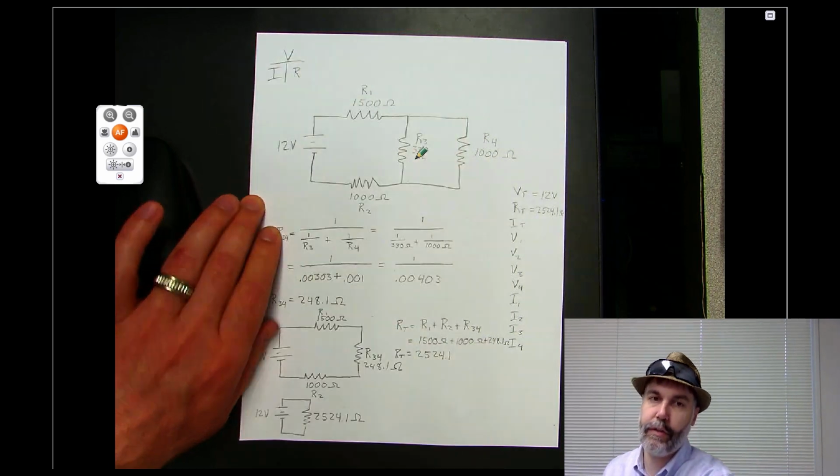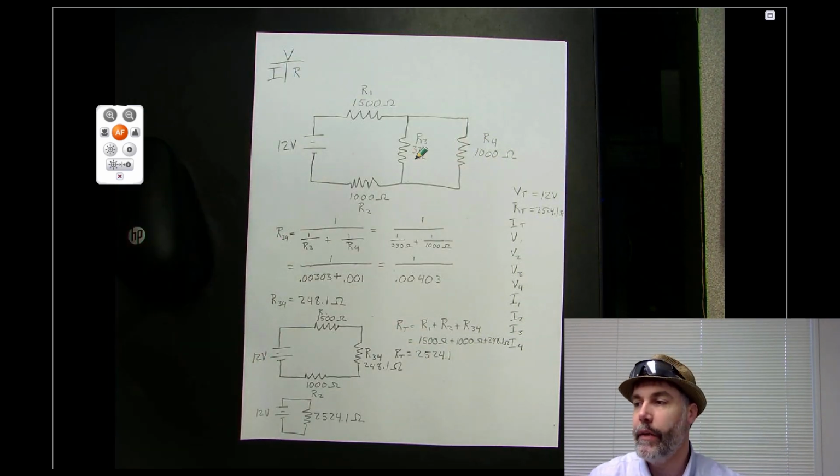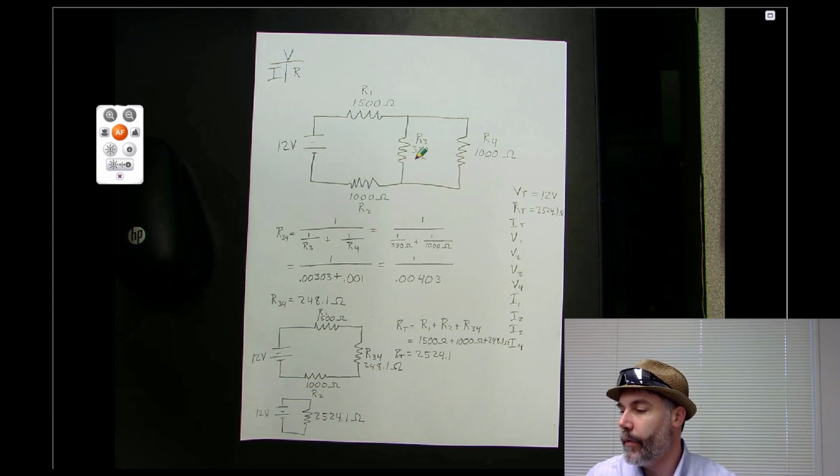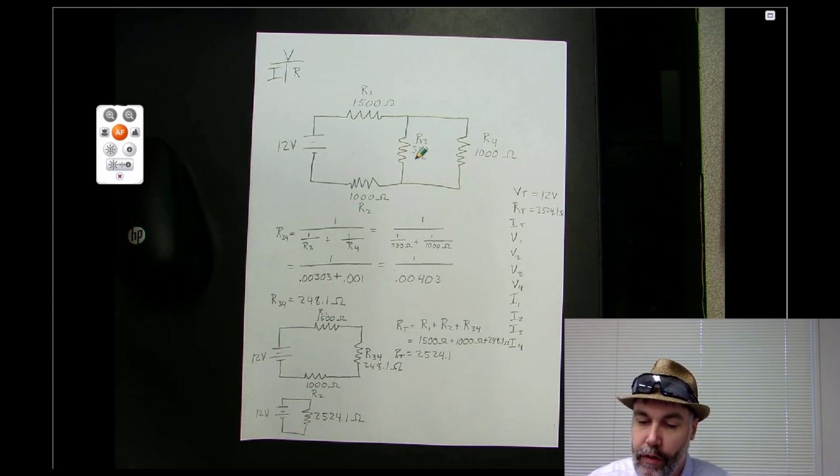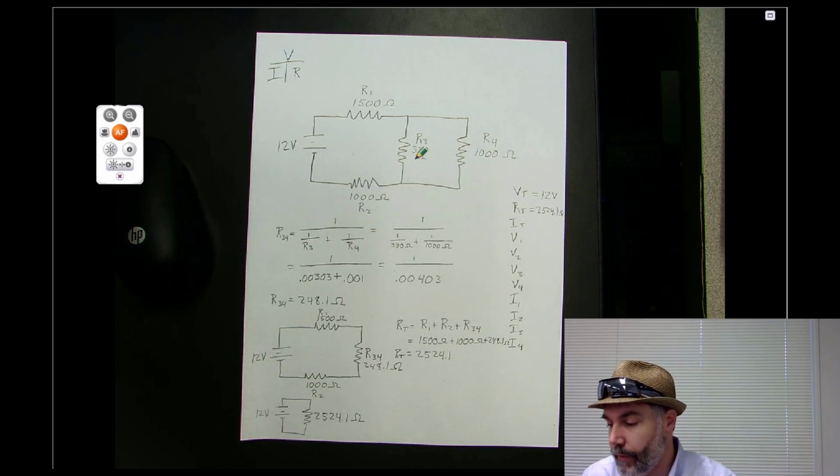Now during the test, you will be allowed to bring in a sheet of notes, and you can write down whatever you want on that sheet of notes. So you don't have to memorize these things. You can actually bring that in with you and use that, okay? But in any case, this is Ohm's law, and we're going to use this to try to find the total current.